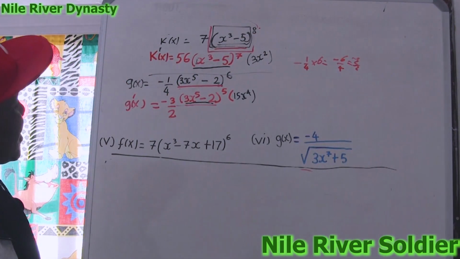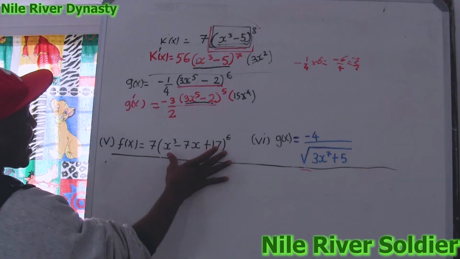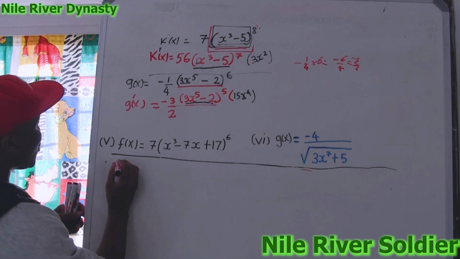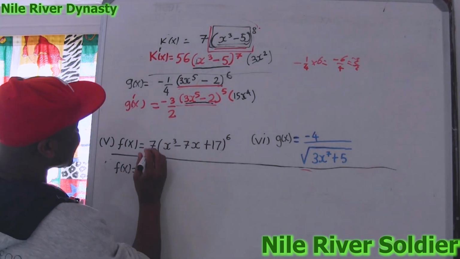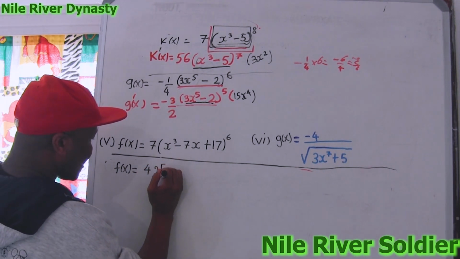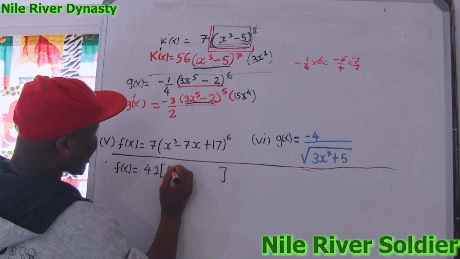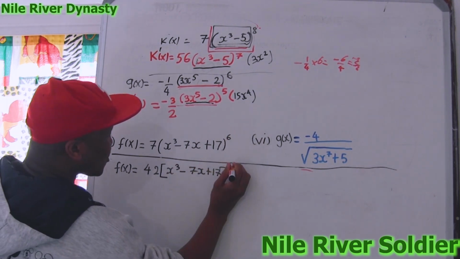Okay. Now let's take this one for example. So first and foremost, everything in power? Yes, everything in power. Let's go. So it's going to become f of x. Okay, 6 times 7, it's going to be 42. And then I'll drop this the way it is. Drop is going to become x power cube minus 7x plus 17. 6 minus 1 equal to 5.